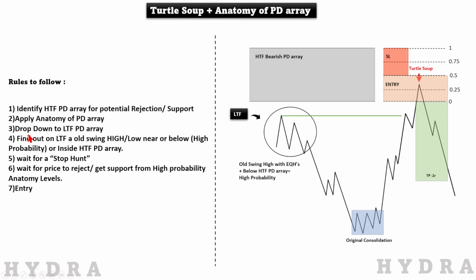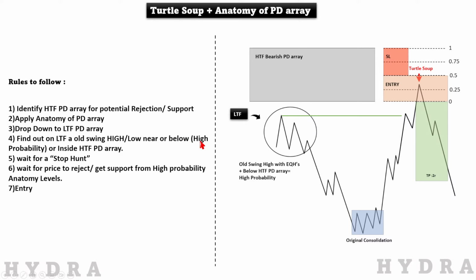And the fourth rule is to find on the lower time frame all swing highs or lows. If it's a bearish PDA, then you want to find a swing high. If it's a bullish PDA, you want to find a swing low near, below, or inside the higher time frame PDA.